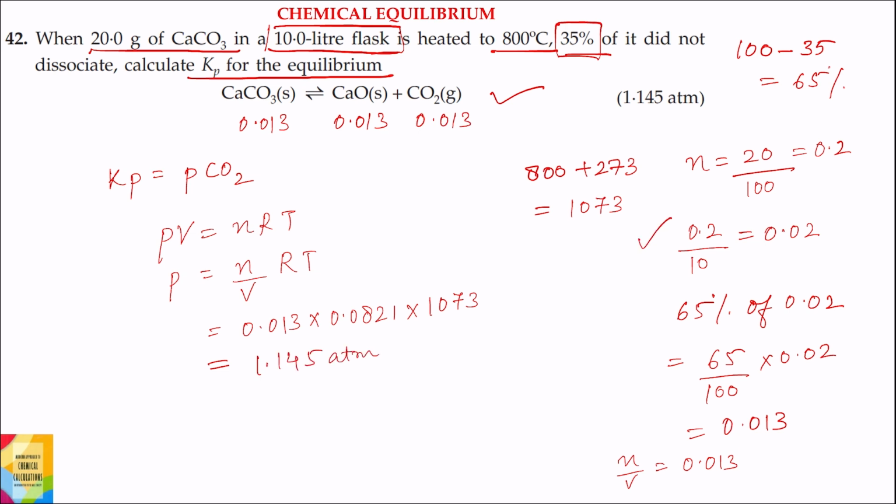Here we have divided 0.2 by volume of the container. So we are getting the concentration of calcium carbonate in moles per liter. And once we find out 65% of 0.02, then that answer is also in moles per liter. So here value of n by V is equal to 0.013 multiplied by value of R and temperature. The pressure exerted by carbon dioxide is 1.145 atmosphere. So value of Kp is equal to partial pressure of carbon dioxide, which is equal to 1.145 atmosphere.